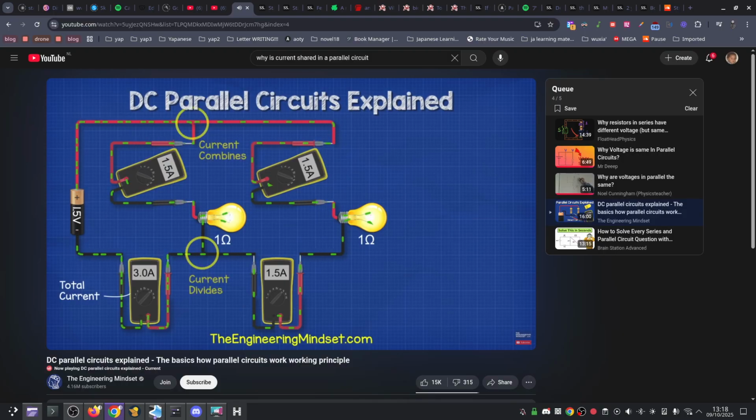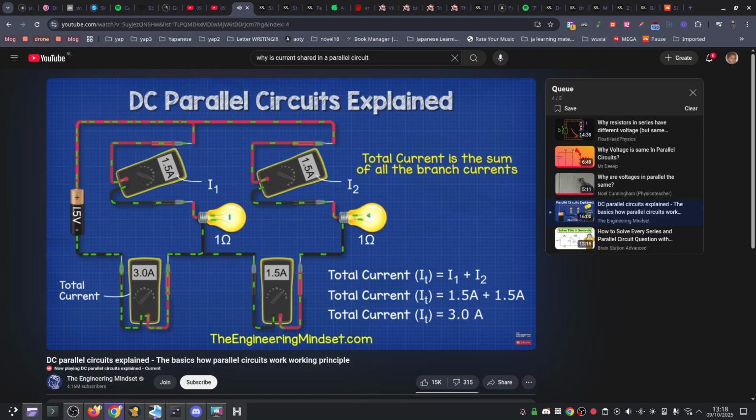We can see that the current will divide and the electrons will flow in all the different routes available to get back to the battery, and then they will recombine. We can also see that the total current is the sum of the current in each branch, so we calculate the total current using the following formula.